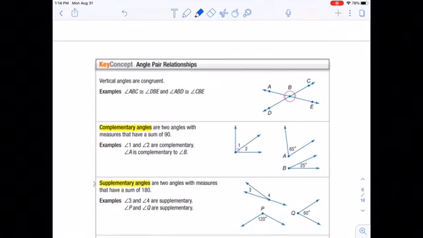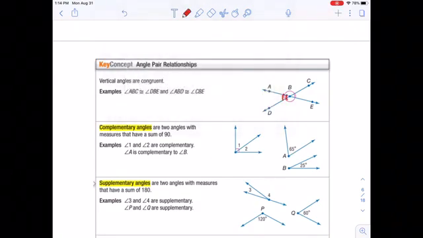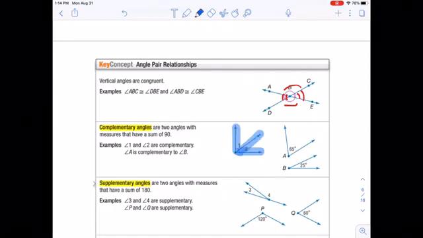More vocab. Our vertical angles, as you'll see in our diagram here, are congruent to each other. That means they have the same degree. So we have two sets of congruent angles. Complementary angles are two angles with measurements that sum to 90. So you'll notice they can be adjacent, that sum to 90, or they can be non-adjacent, just two separate angles that add to 90 degrees.